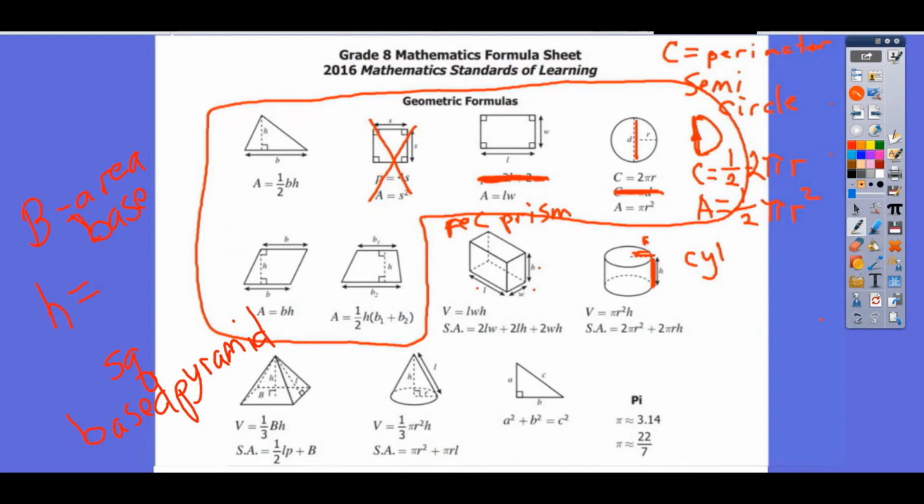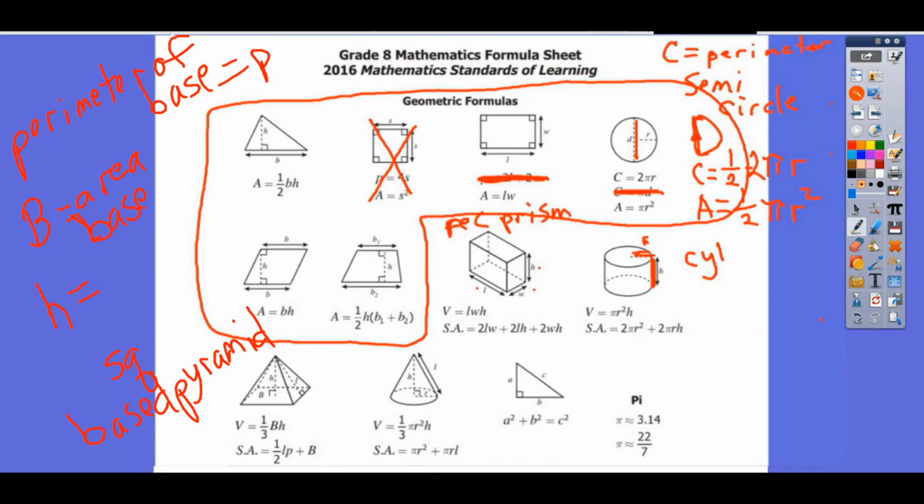The L is your slant height. Again, look at the picture, and you will see that it's down the side. It kind of rolls down the side of the pyramid. The P is the perimeter of your base. Okay? The perimeter of your base is P, and that would be adding up all 4 sides.